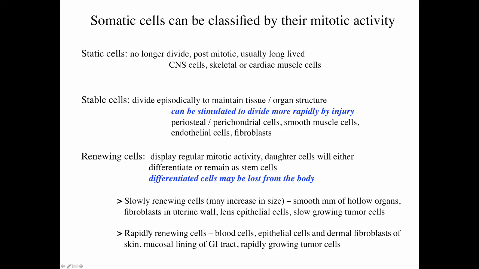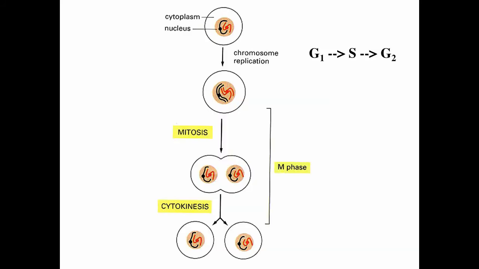We might also talk about a rapidly renewing population of cells, like the precursors of the blood cells in bone marrow, epithelial cells and dermal fibroblasts of skin, the mucosa lining of the GI tract, or tumor cells in rapidly growing tumors. These would be rapidly renewing cell populations.